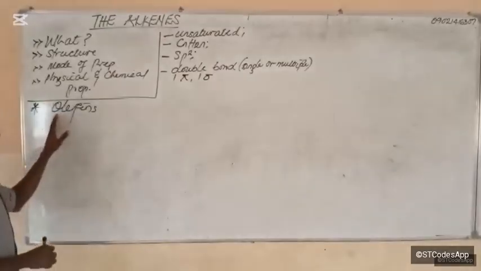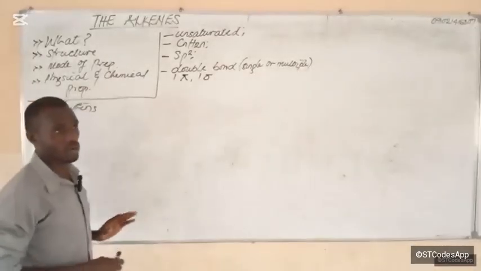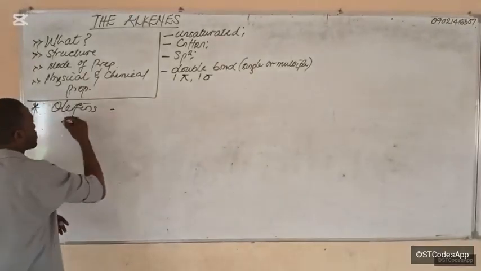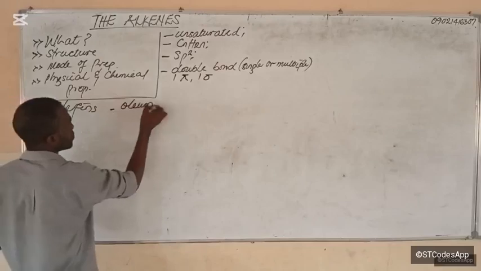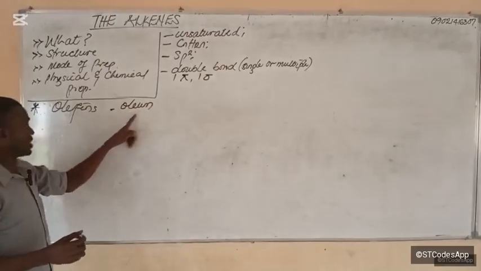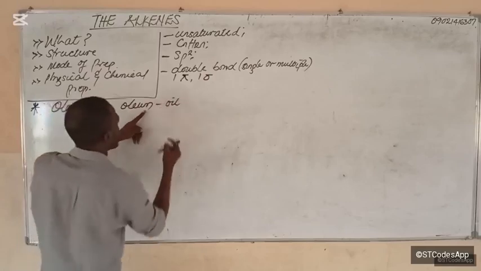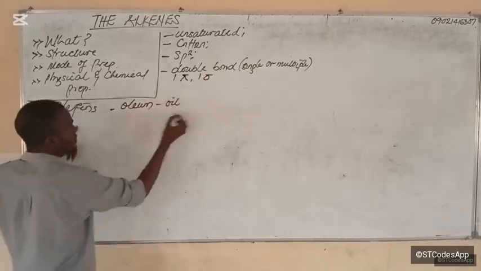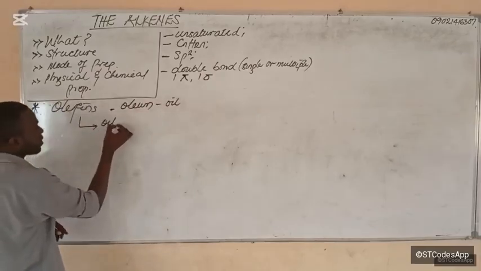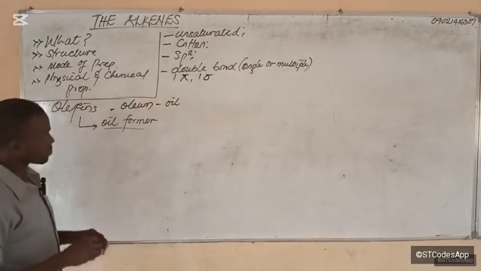Now I said their common name is olefins, right? Remember, the alkanes are commonly called paraffins. These ones are called olefins, and it's from the word oleum. That is where the word ole is gotten from, and it means oil. So they are called olefins because they are oil formers. This word actually means oil former.